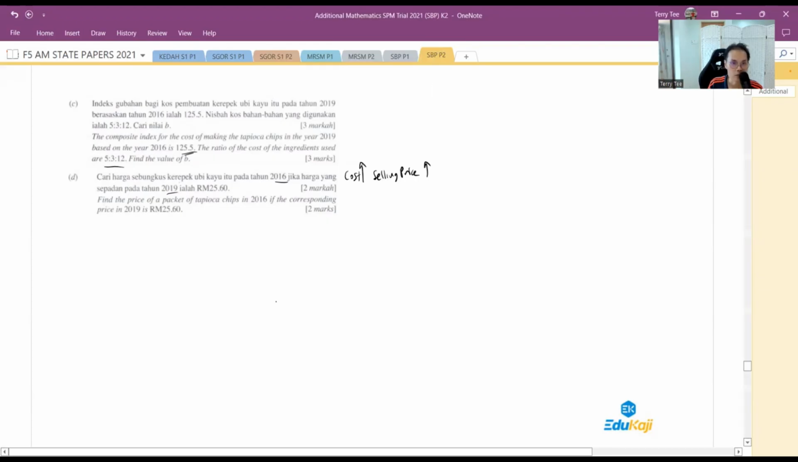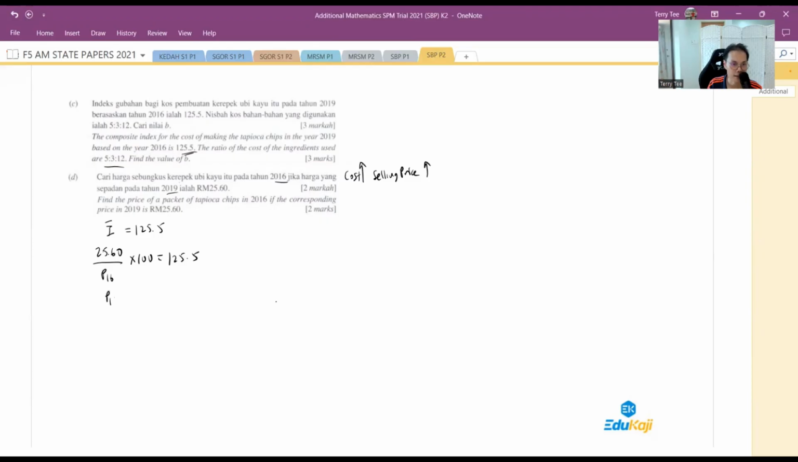Okay, so now your composite index, we already have earlier, is 125.5. So you are using this. Yeah, this is your overall increment in your ingredient. Yeah, ingredient has gone up by 25.5%. So your selling price naturally increases at the same rate. Again, it is an assumption. So the price in 2019 is 25 ringgit 50 cent. Price in 2016, I don't know.